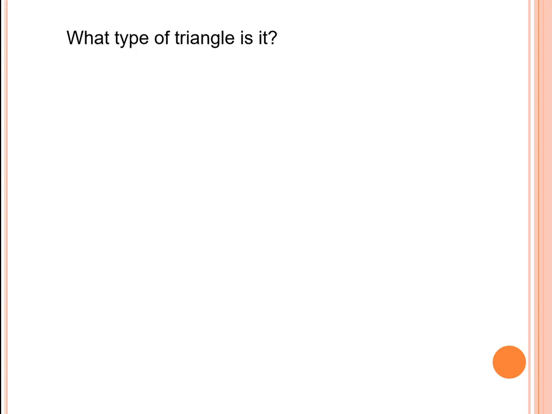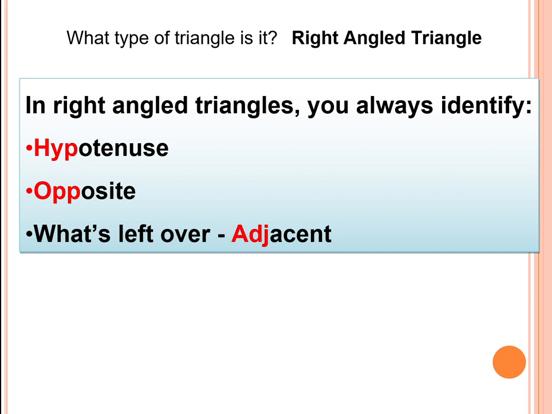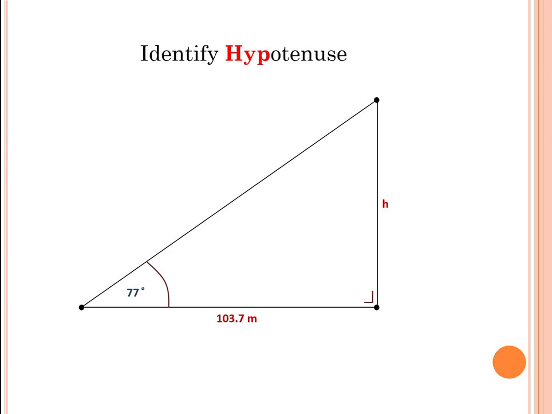What type of triangle is it? Right angle triangle. In this triangle, identify the hypotenuse, opposite, and what's left over is the adjacent, always in that order. The hypotenuse first of all is always across from the right angle. Then identify the opposite. This is the angle we're dealing with in the question, not the right angle, the 77 degrees. That's going to help us figure out what the height is. So we do the opposite based on this angle. Opposite 77, you get there is the opposite side, and the one that's left over has no choice, it's the adjacent, right? It just has no choice.